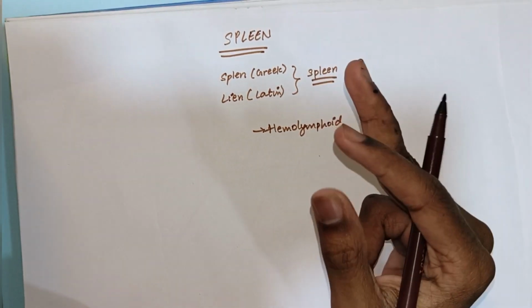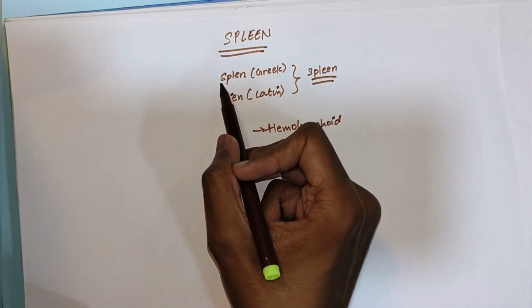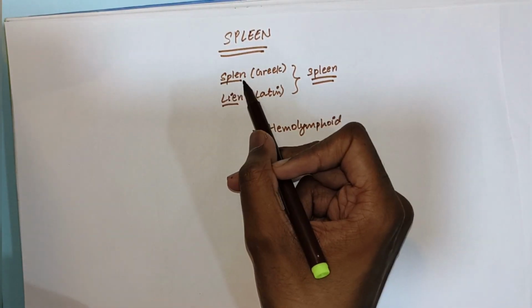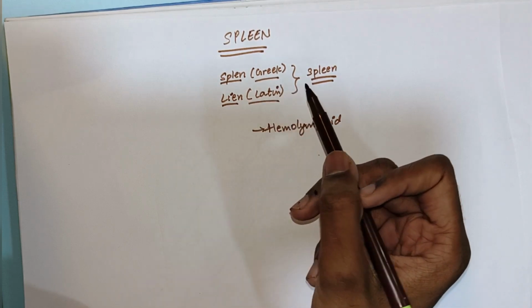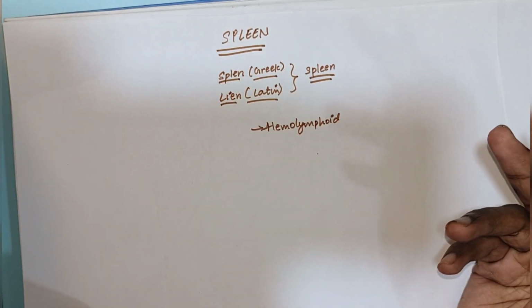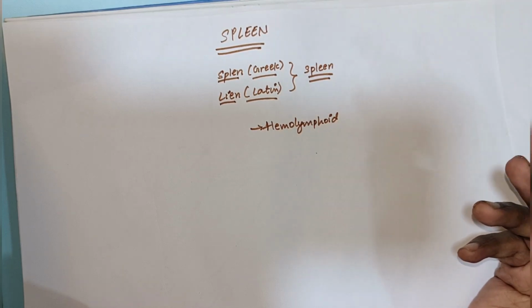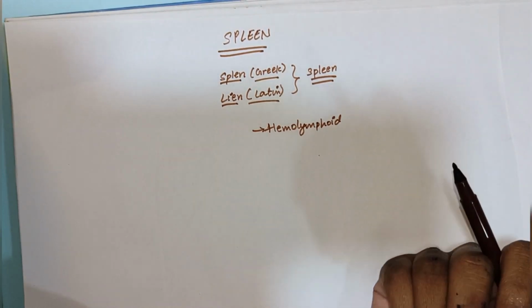Also there are two words which are related to spleen, that is splen and line. Splen is derived from Greek and line is derived from Latin. Later in the video we'll be speaking about something known as the lino-renal ligament. There the word lino refers to the spleen.